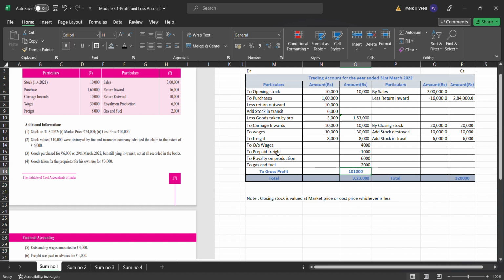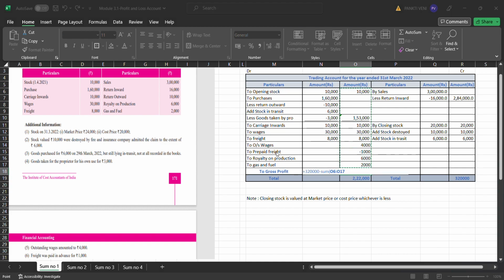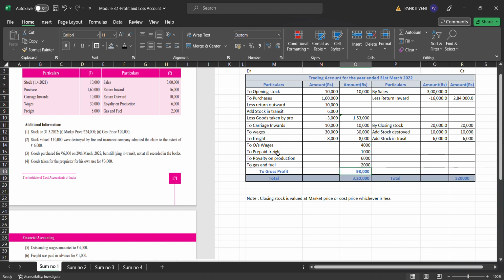So if I go for this, 3,20,000 minus whatever I have noted down here. So I'll get 98,000. This is my gross profit. So I have my gross profit.